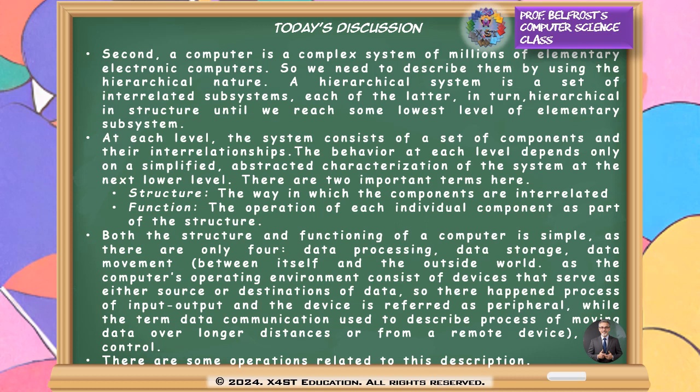And the fourth one is control. So, first, data processing, second is data storage, the third one is data movement, and the fourth is control. And there are some operations that are related to these points. Okay, let's see the next one.